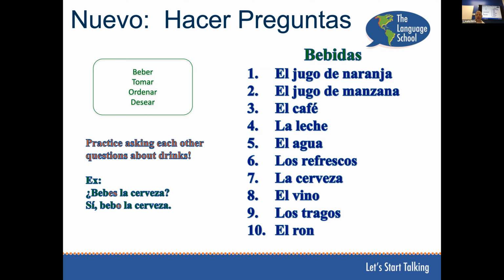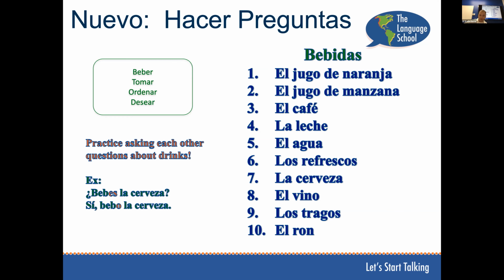So you need to know how to ask a question in the second person and then answer it in the first person, okay? So it's pretty simple. We're going to start with talking about drinks, okay? On the right, we have a list of 10 different types of drinks, and on the left, we have 4 different verbs that we can use that are associated with drinks. We can drink a drink, or order, or want a drink.